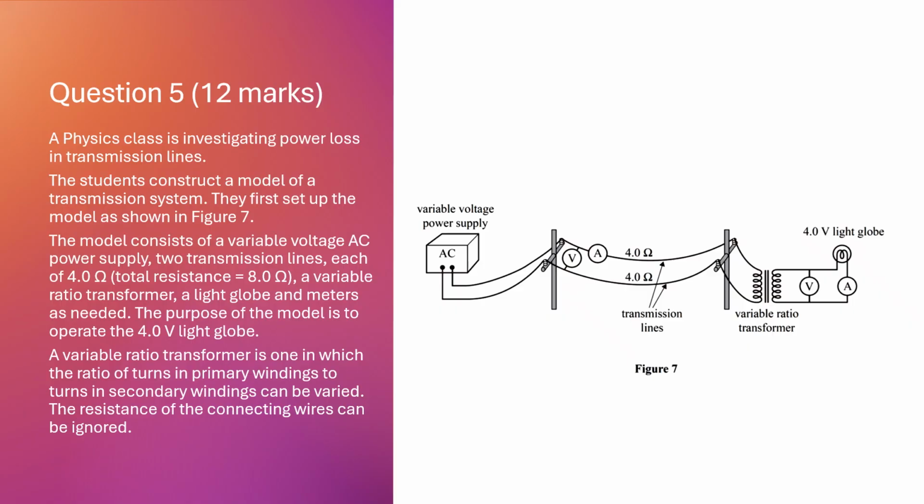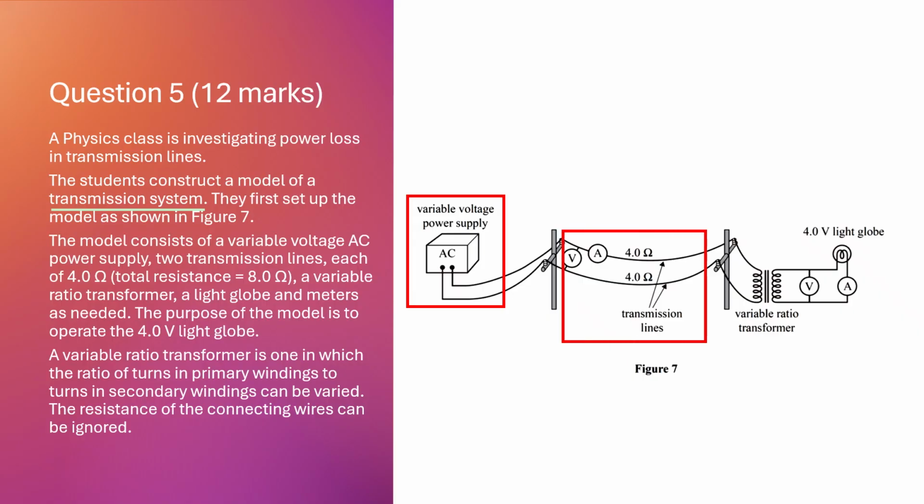A physics class is investigating power loss in transmission lines. The students construct a model of a transmission system. They first set up the model as shown in Figure 7. The model consists of a variable voltage AC power supply, 2 transmission lines, each of 4.0 ohms, total resistance equals 8.0 ohms, a variable ratio transformer, a light globe, and meters as needed.